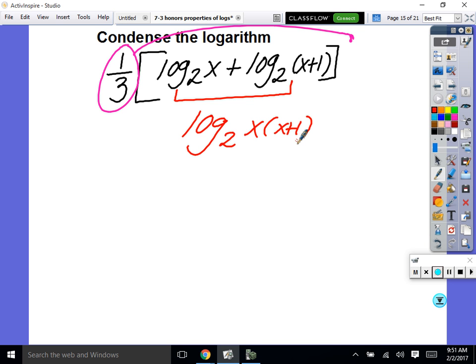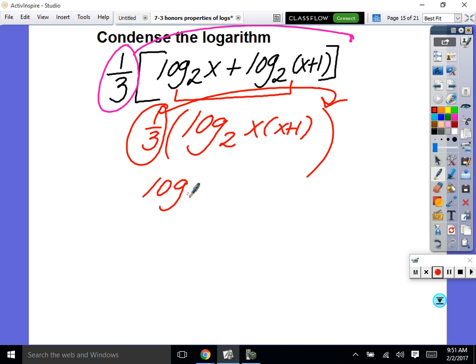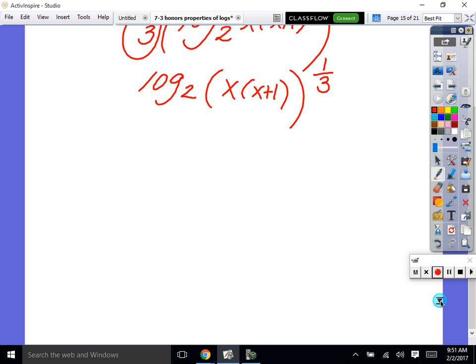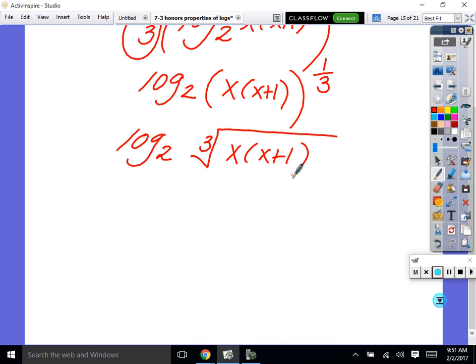So we really have 1/3 times all that stuff. So now, yes, we'll take the 1/3 and put it up here in the exponent. So that's log base 2 of (x times (x plus 1)) to the 1/3 power. So now we would rewrite it as a radical, right? 1/3 means cube root. So our last step would be to say this is really log base 2 of the cube root of x times (x plus 1). That would be our final answer here. Yes.